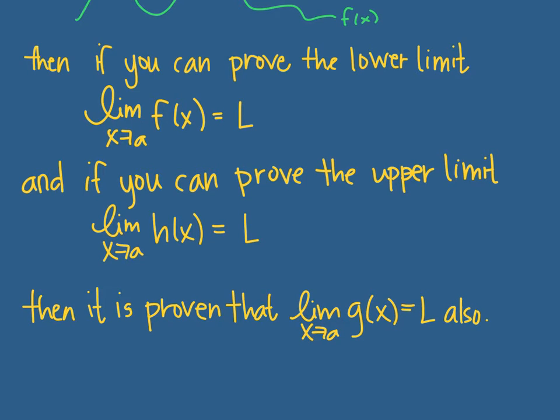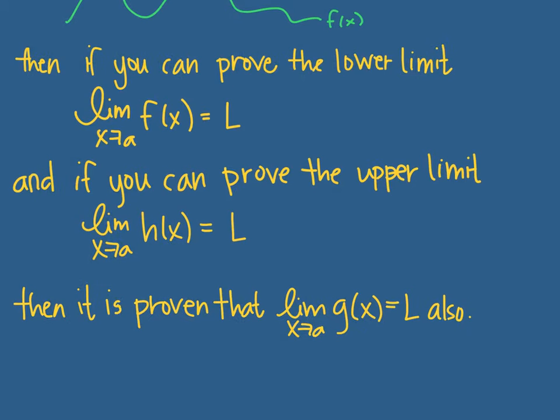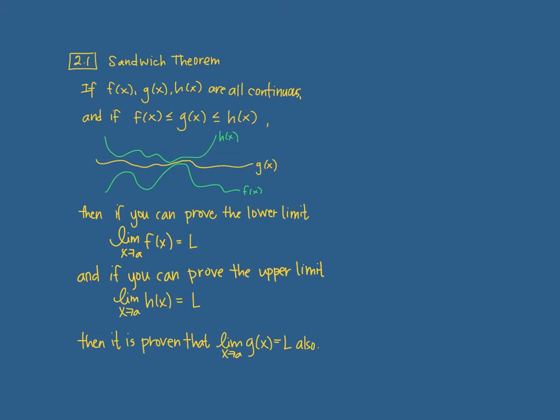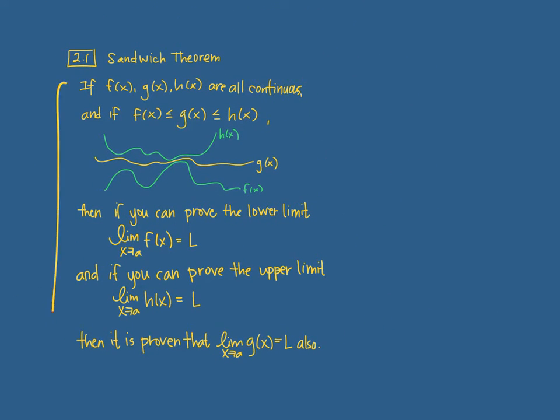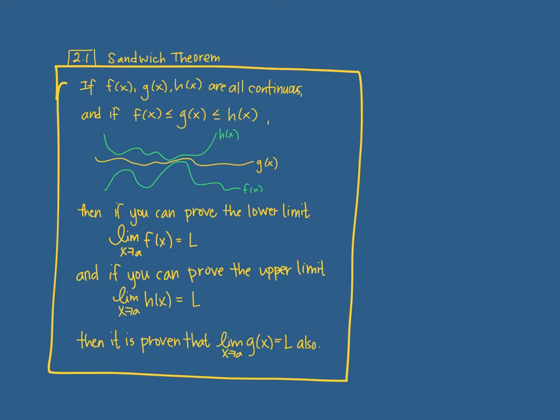So you prove the one on the bottom and you prove the one on the top, and if those are the same thing, then you've proven that the middle must be that value also. All right, that is the sandwich theorem. I'm just going to put a rectangle around that to highlight that, and we'll do maybe 2 sample problems proving that.